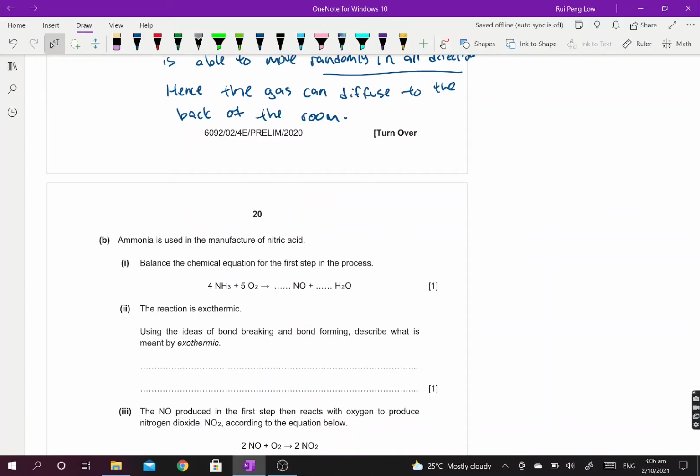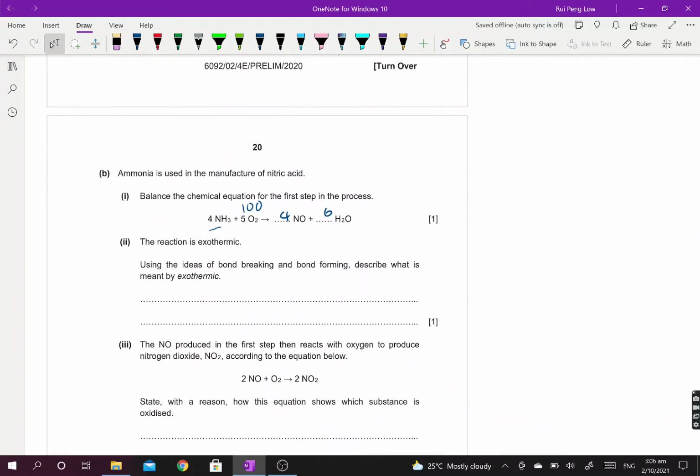Okay, question B. Ammonia is used in the manufacture of nitric acid. Balance the equation. So this should be quite easy. I have 4 nitrogen here, so it's 4. In total, I have 10 O, so 4 here, there will be 6. Okay, and then let's double check the number of hydrogen. 12 here, 12 here. Okay, good. Now, using ideas of, so the reaction is exothermic. Using ideas of bond breaking and bond forming, describe what is exothermic.